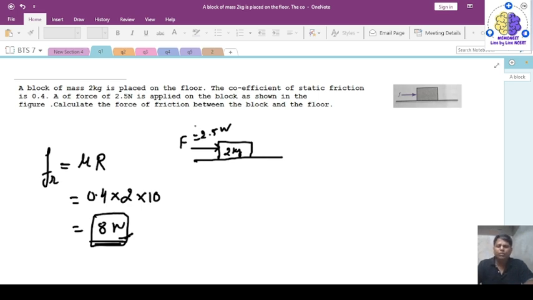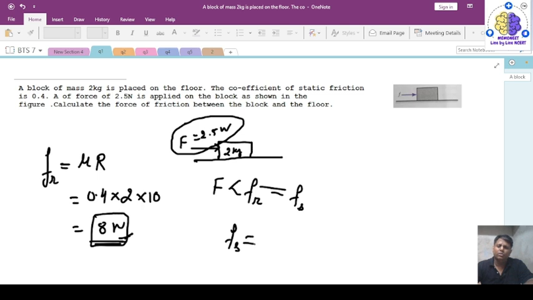Now, the external force applied is 2.5 Newton, so the external force F is less than the limiting frictional force. In this case, the frictional force is the static frictional force. And static friction being self-adjusting, the static frictional force will be equal to the external force applied. So the frictional force in this case, because they're asking you to calculate the force of friction between the block and the floor, the answer would be 2.5 Newton, because the externally applied force is less than the limiting frictional force.